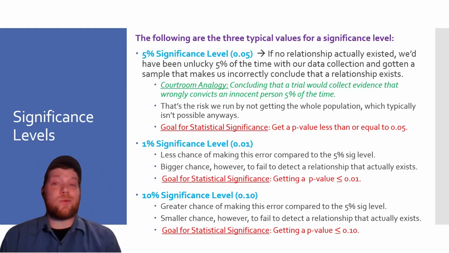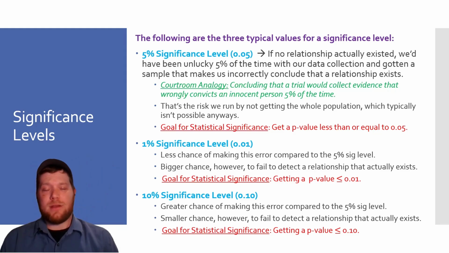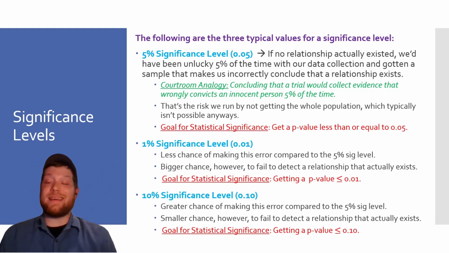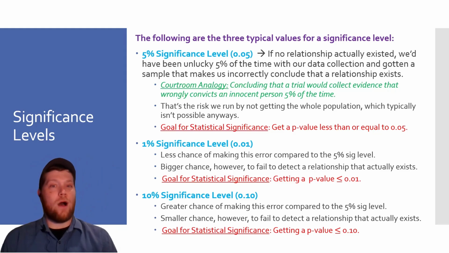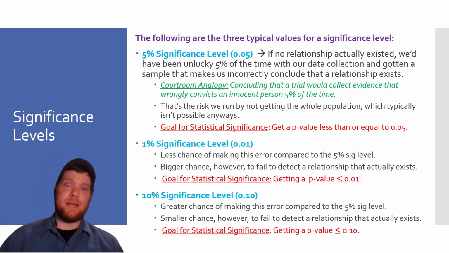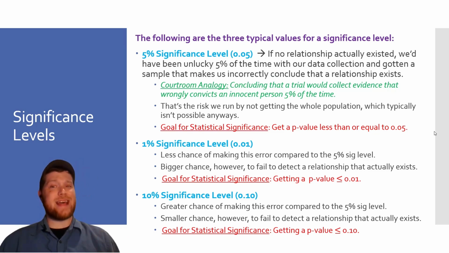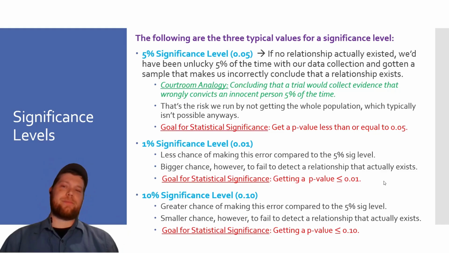That is the risk we're going to run by not getting the whole population. It's not typically possible to get all 370 million people. We don't have the time and money for it. Usually we can get a good enough sample to make it worth our while, but we do have some risk, and we say this is the risk level we're going to be okay with. Our goal for statistical significance is then getting a p-value that's less than or equal to 0.05.